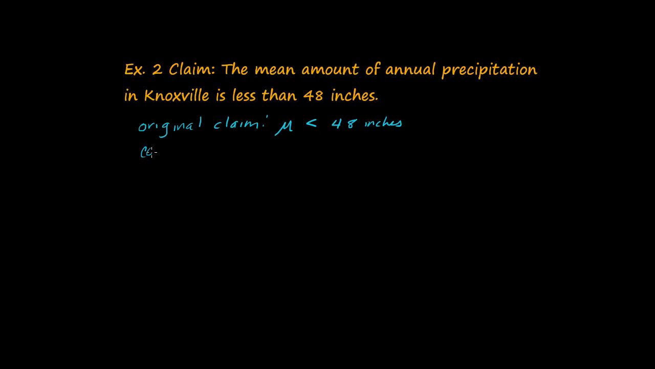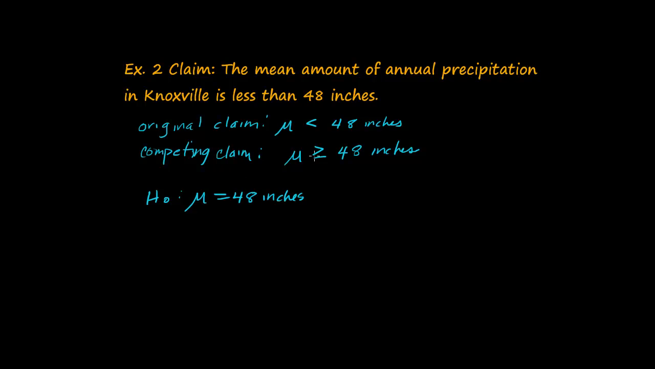So what competes with that? This covers every other condition. The mean would then be greater than or equal to 48 inches. So now we've covered all possibilities here. Alright, so H0 is always equal to, so the mean is 48 inches.